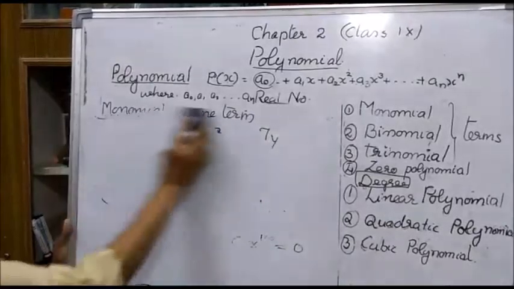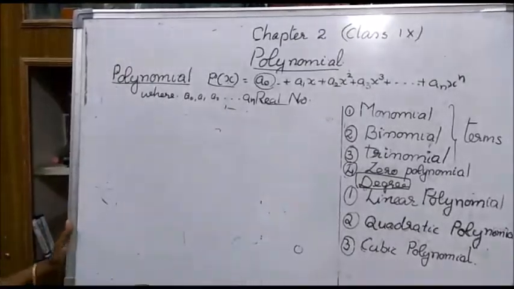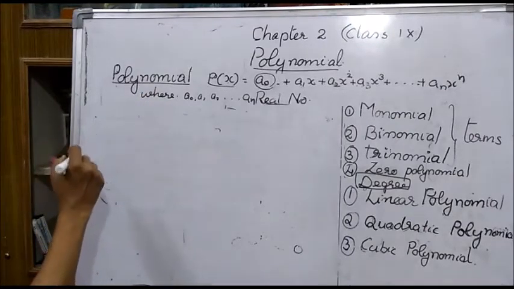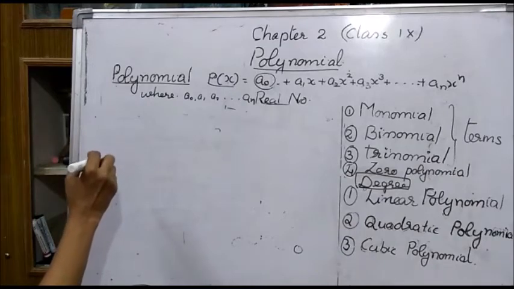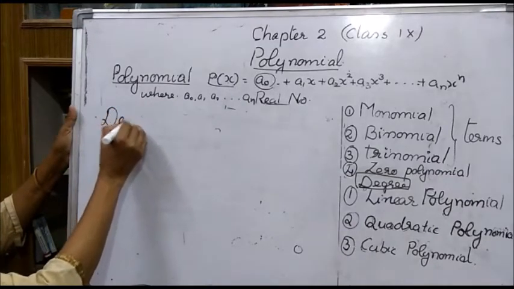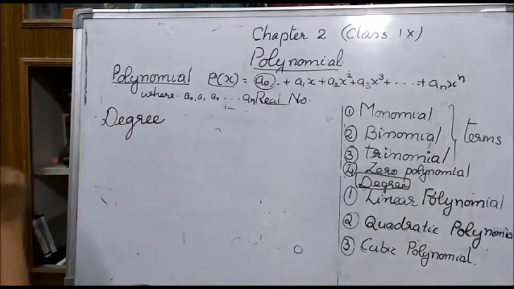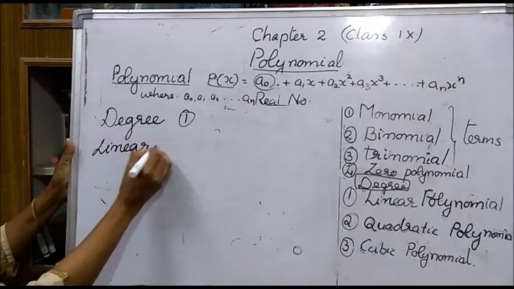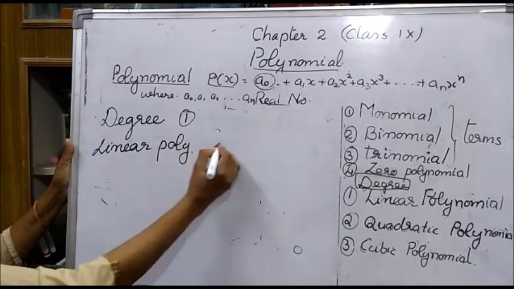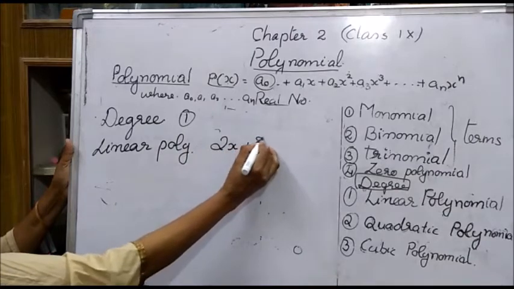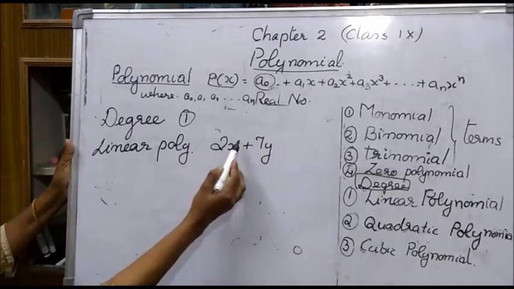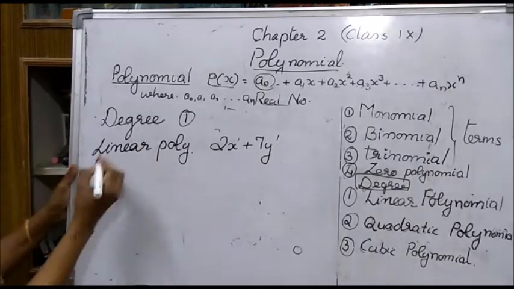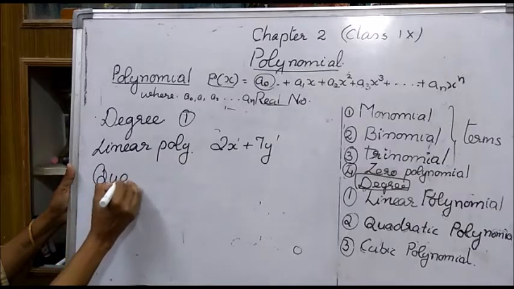Now, this is the classification of polynomials by their terms. Now, we are classifying by the degree of the polynomial. If the degree of a polynomial is 1, then it is known as a linear polynomial. For example, 2x plus 7y. Here look, its degree is x power 1, y power 1. This is a linear polynomial. Now, quadratic polynomial.